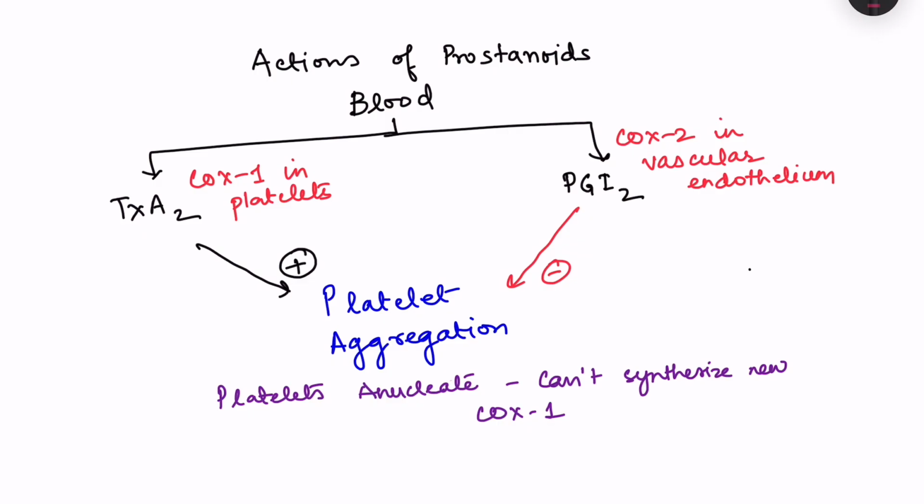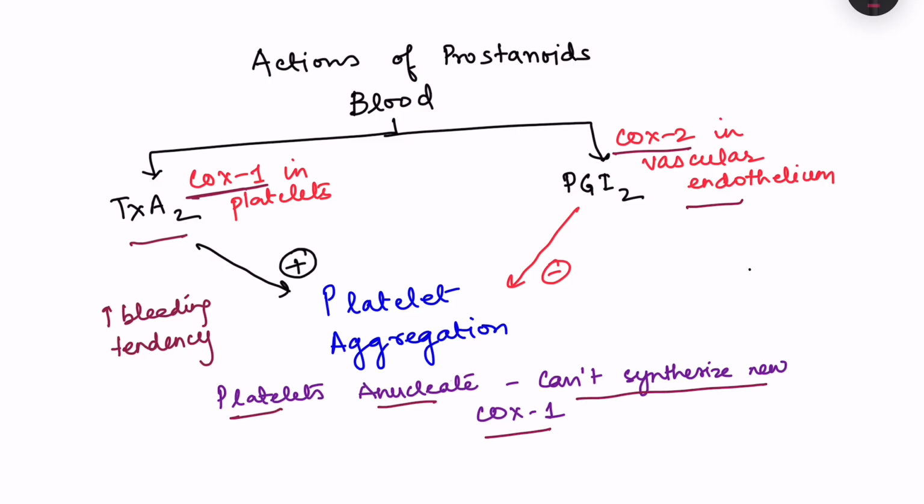So the ones which act non-selectively on both, that is they will inhibit both COX-1 and COX-2, for them the major effect is increase in bleeding tendency. Increasing bleeding tendency, because what happens, both of these get blocked in platelets also, in vascular endothelium as well. But platelets are anucleate and they can't synthesize new COX-1. However, vascular endothelium can synthesize new COX-2 enzyme as well. So that's why this increased bleeding tendency is a majority side effect with non-selective COX-1, COX-2 inhibition.